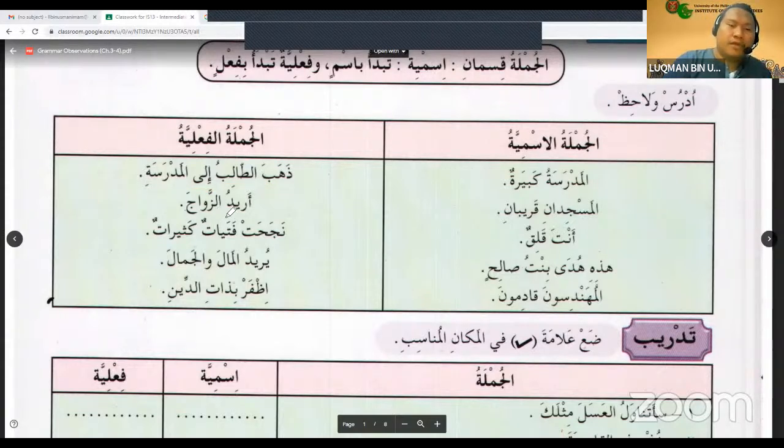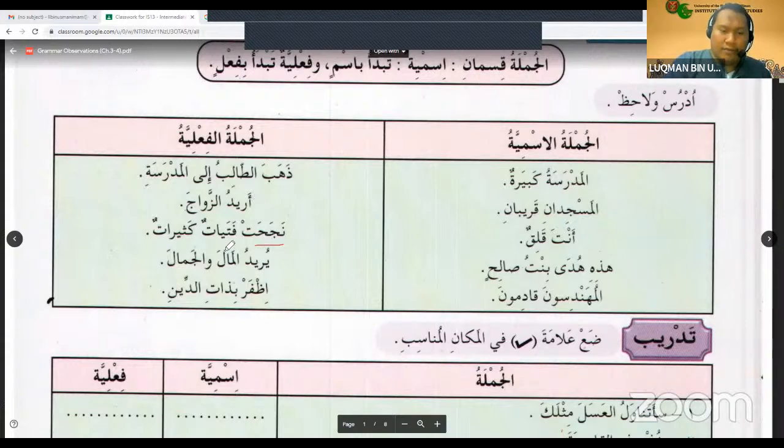Okay. Uridu az-zawaja. I want marriage. I want to get married. Uridu. So this is a verb and its doer is implied. There's an implied noun here, which is ana or I. I want to get married. I want marriage.